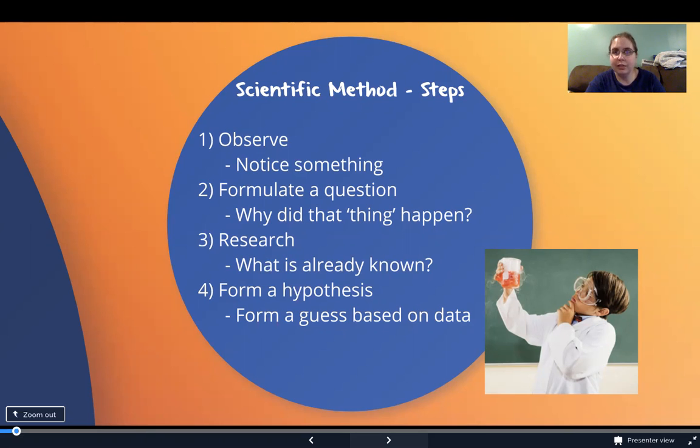Now, everyone knows what a hypothesis is. I'm hoping by this stage, most of you do. It is an educated guess. So it's what do you think will occur? Now, notice what I said though, an educated guess. That means that you have to have some foundational knowledge in order to form your hypothesis. And that's why we do research ahead of time.